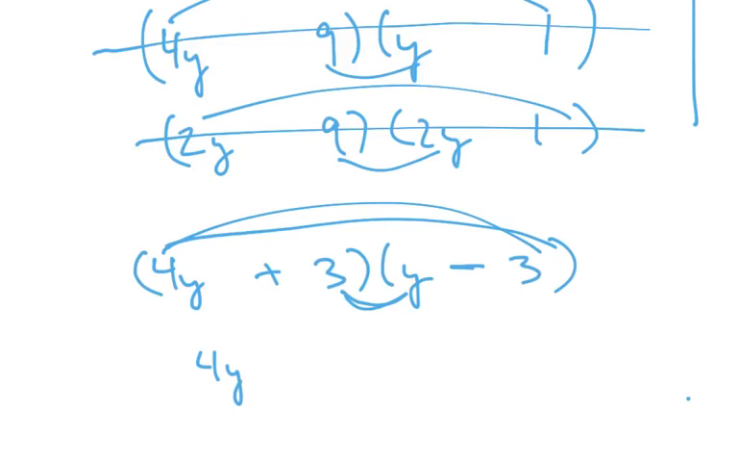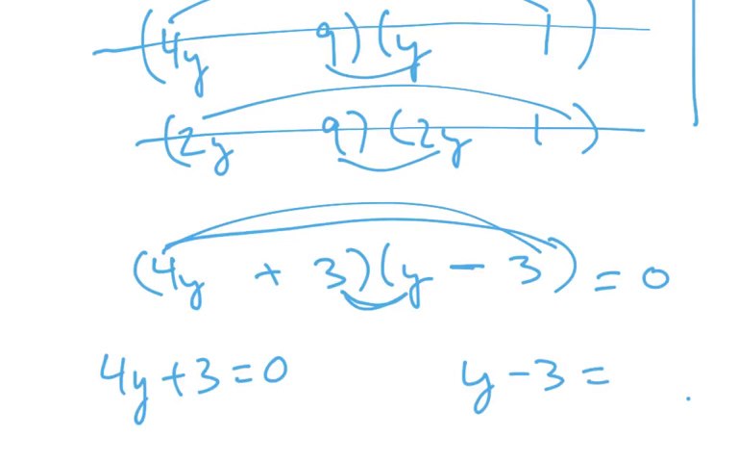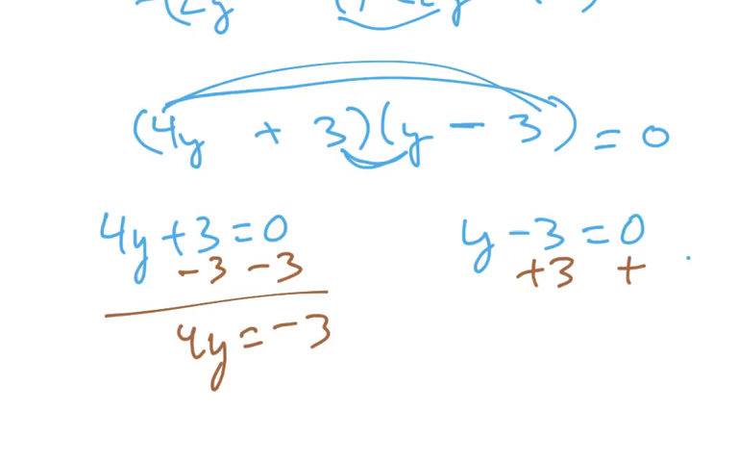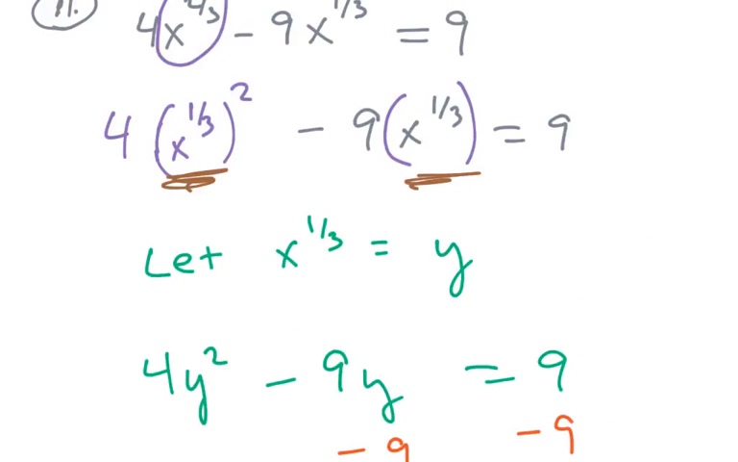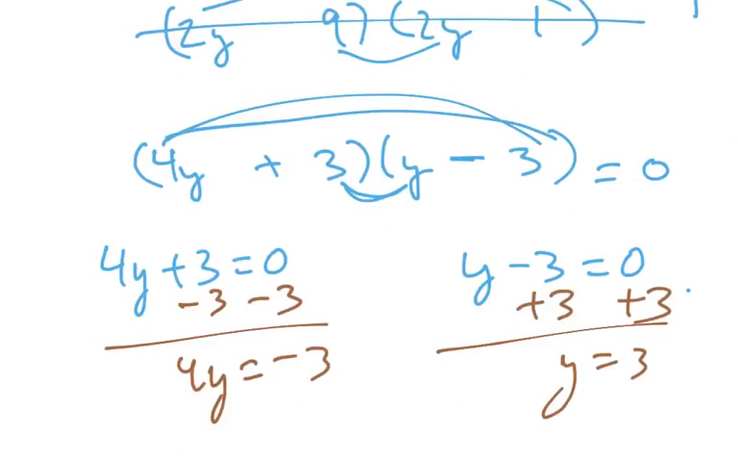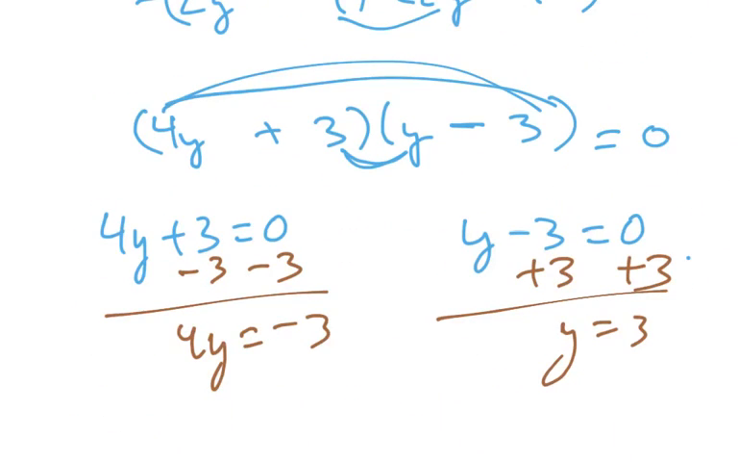So this is going to be equal to 0. So 4y plus 3 equals 0, and y minus 3 equals 0. And this breaks down to what? This gives me 4y equals negative 3, and y equals 3. Now, the question is not asking me for y, so you have to be careful, because a lot of times people forget that we originally said y equals x to the 1/3.